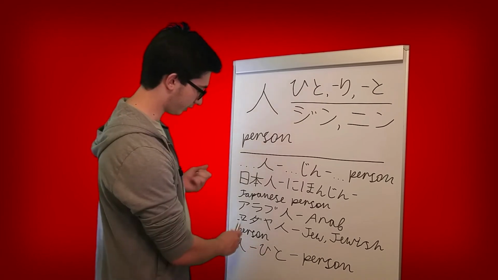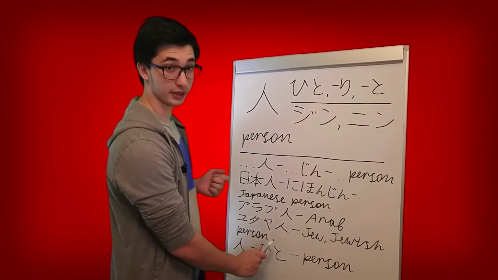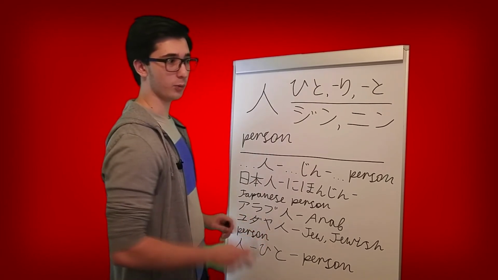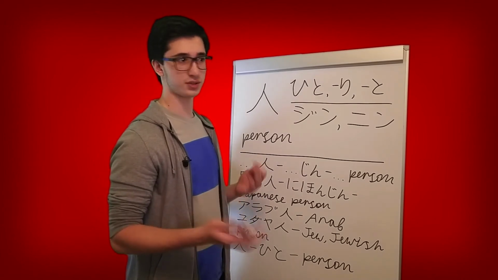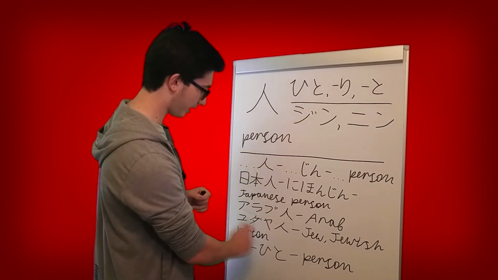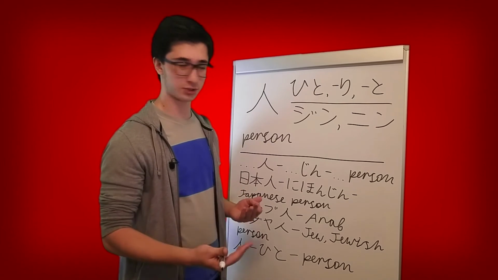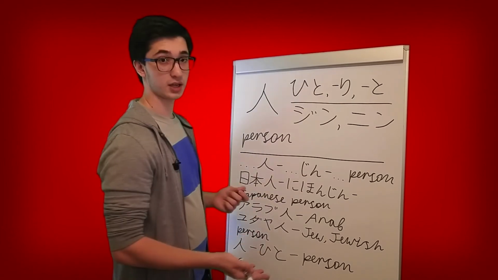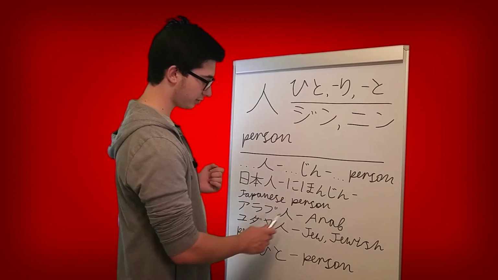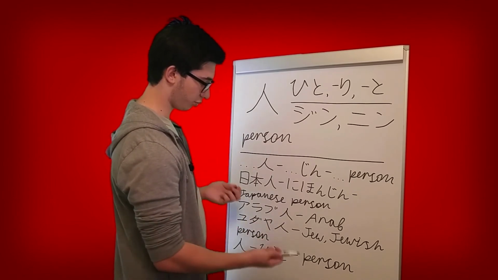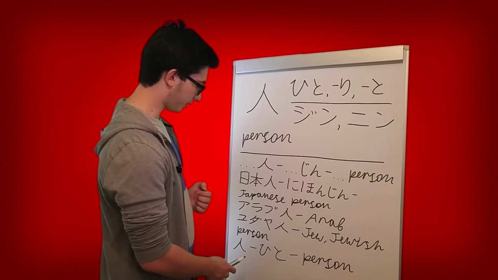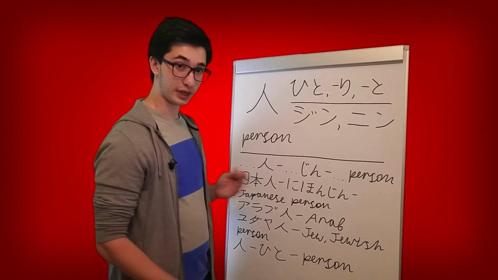And by the way, if you're wondering, this is just written in katakana. There's no kanji there. When you have countries or some of these borrowed words like Arabu, or as I said before, Furansu, you just write it in katakana. So again, Arabujin, Arab person. Yudayajin, Jewish person. And then last but not least is hito, which is a very important word.